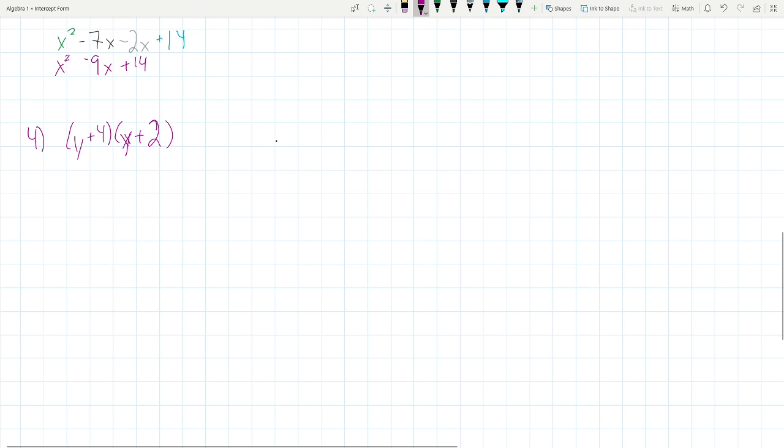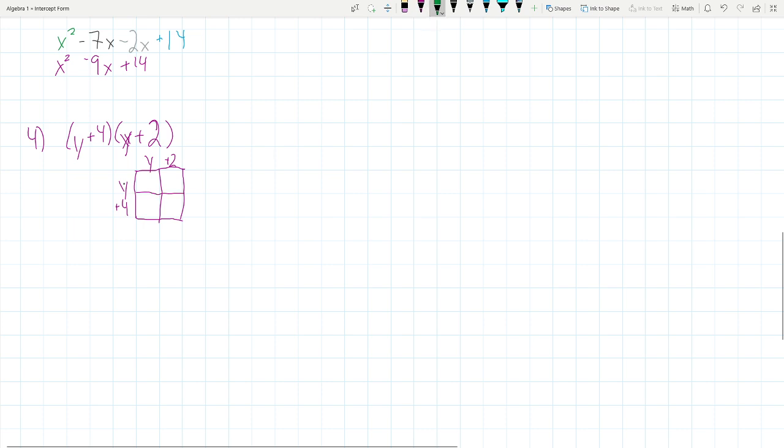And so, there's the FOIL method, but there's also another method called the box method. And what we're going to do is we're going to be making a box with this. And so I kind of take each term and I set it up. And so I have this y, and I have this positive 4. I have this y, and I have this positive 2. And what we do is we make a little table. And you might be thinking, man, this just seems like a lot more work. But whenever we get to kind of more complex ones, this can be really handy to kind of help keep your thoughts together.